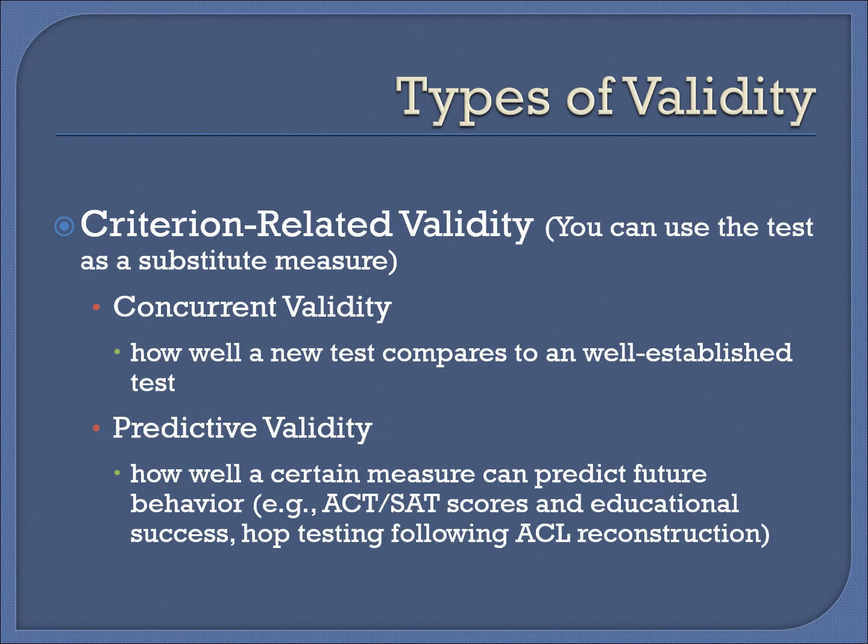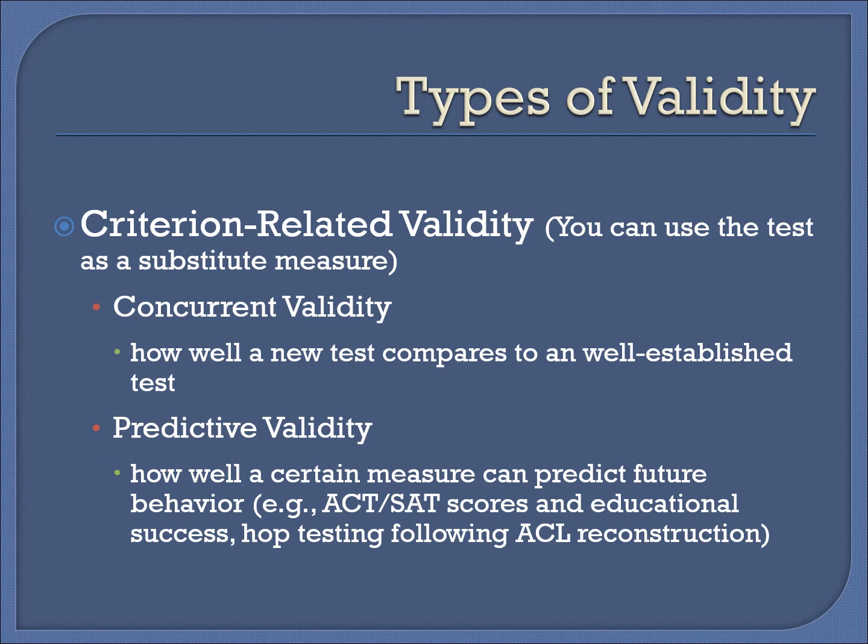Another form of validity relates to criterion-related validity, and this relates to whether or not you can use a new test as a substitute measure for another one. The first component of criterion-related validity relates to concurrent validity, and this really looks at how well a new test that we've developed compares to a well-established test.